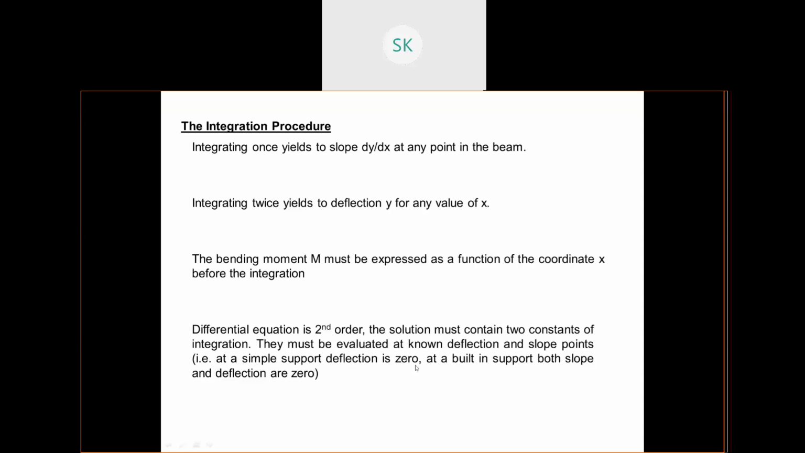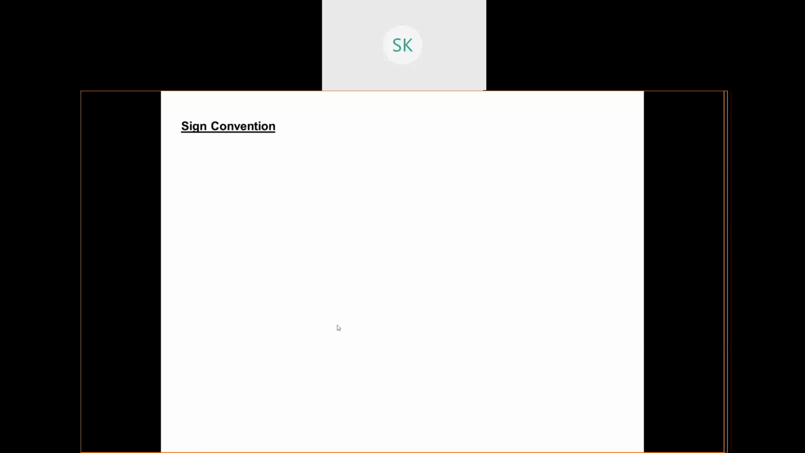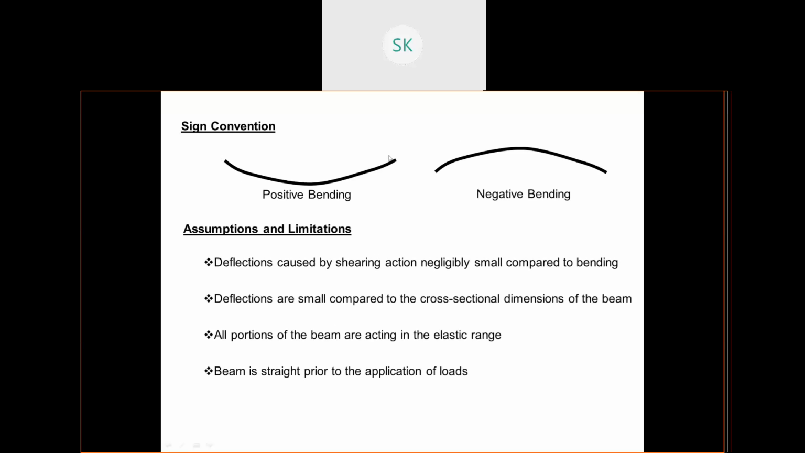At a simple support, deflection is zero. At a built-in support, both slope and deflection are zero. So this line says that when you integrate, you need to evaluate those constants also. Now, what is the sign convention? This is your positive bending. They have considered this one as positive bending and this one as negative bending.